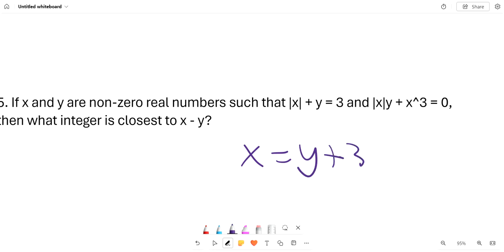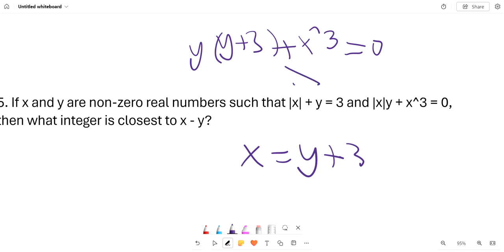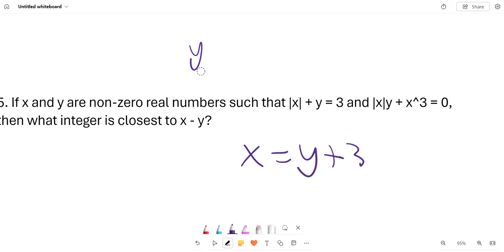But that's way too big, because y plus 3 times y plus x cubed equals 0. This cannot be true, because x equals y plus 3, and so x cubed would be way too big for the whole thing to equal 0.